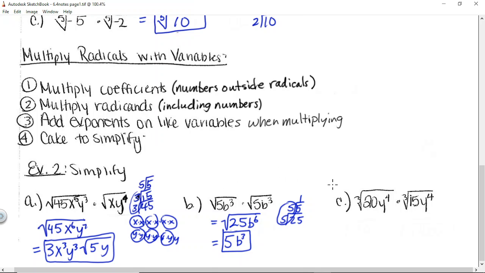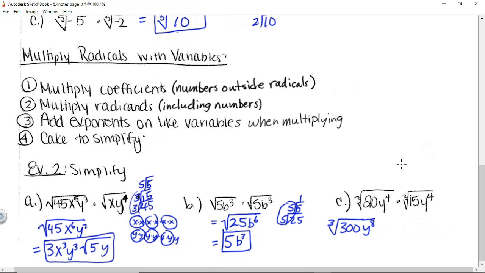Okay, the next one, and it does have the same index, so we can multiply it, but they both have the index of 3. So we have cube root of, we multiply 20 times 15. Okay, 20 times 15 is 300. And then we multiply the variables, so that's y to the 8th, right? Add exponents. 4 plus 4 is 8. Okay, so this is the cube root.